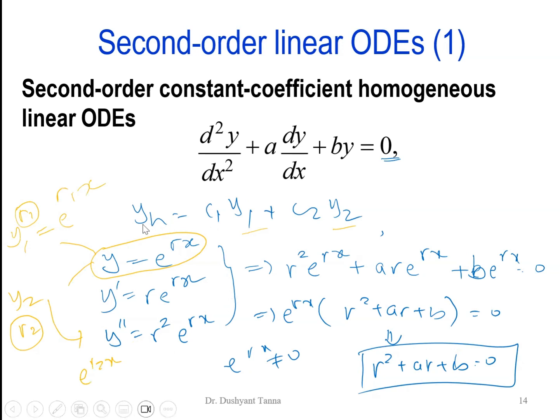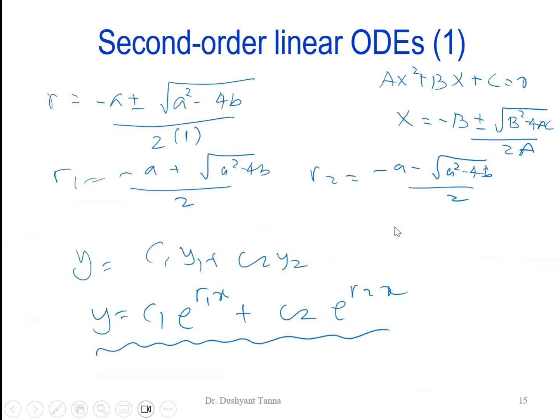So again, my solution yh for the homogeneous equation, c1y1 plus c2y2, will be c1 e raised to r1x plus c2 e raised to r2x. Make sense? Because my general solution was e raised to rx. So y1, r1, y2, r2. Again, there are two different solutions. If the symbols make you confused, don't worry. Once we look at the example, there's nothing to it. I was unnecessarily making it difficult. It's very simple.